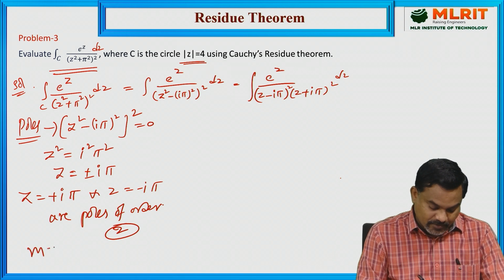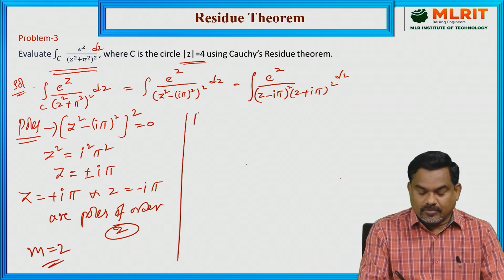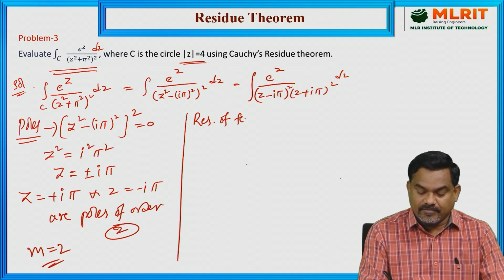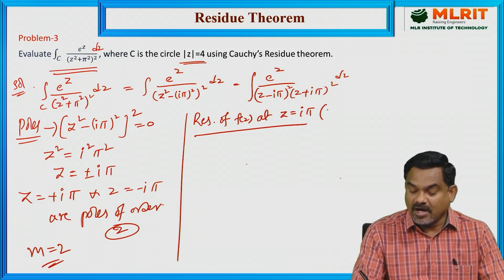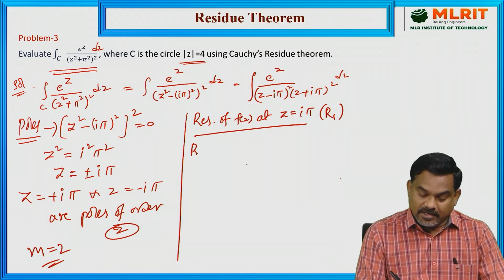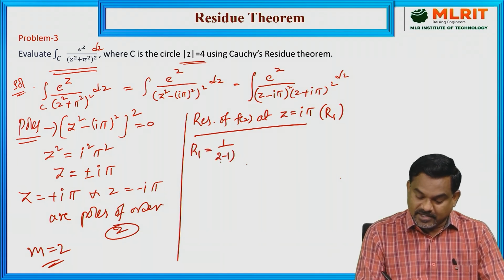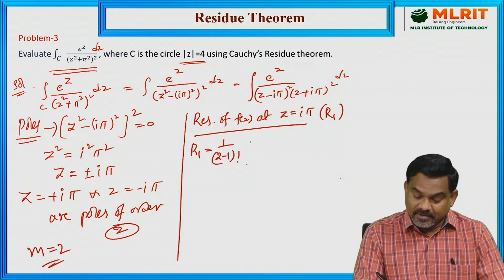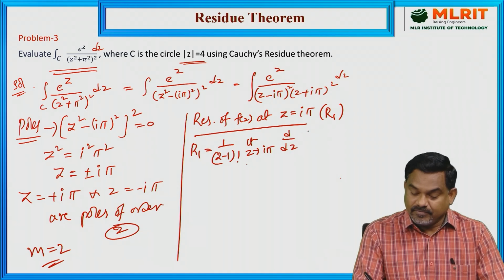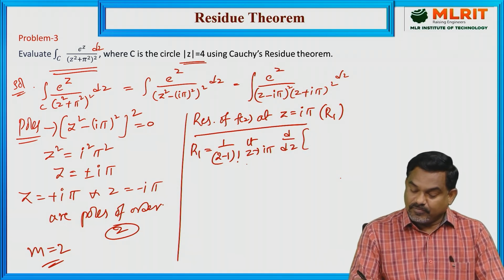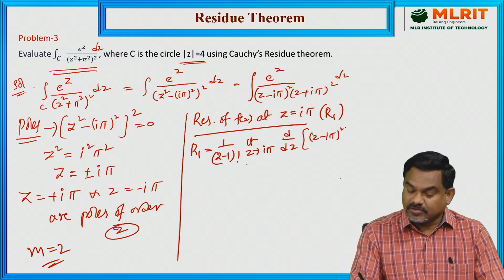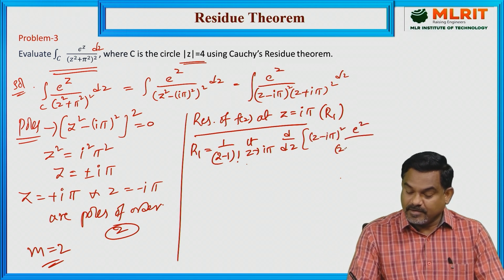So here m equal to 2. Now the residue of f at the pole z equal to iπ. This R1 can be calculated using the formula 1 by (2 minus 1) factorial, because m equal to 2, limit z tends to iπ, d by dz of (z minus iπ) whole square e power z by (z minus iπ) whole square into (z plus iπ) whole square. This iπ is the pole for this.